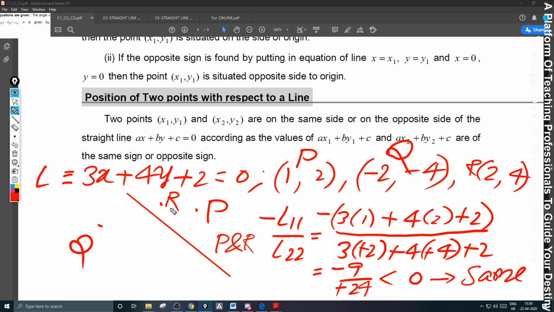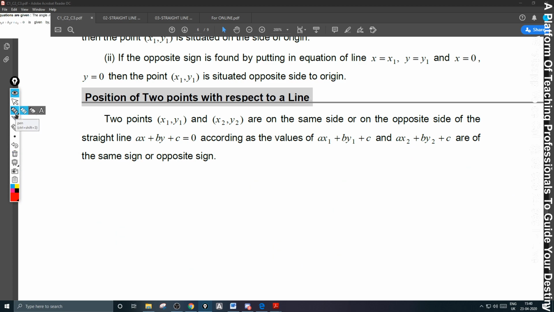Why is it negative? Because if you join this line, it will not directly intersect it. Then you have to extend it like this. After extension only it intersects. That means it intersects it externally. Okay, that's the position of 2 points with respect to a line.